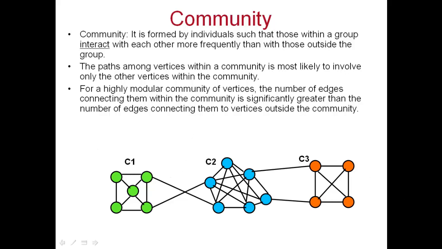So here I have a graph. It's a connected graph, so all vertices are reachable from each other. But you can see there are more edges among these vertices that are colored green, and there are more edges among vertices that are colored blue, and then more edges among these vertices that are colored, say, orange, or whatever color you want to call it. So we can say these three sets form three communities. This is one community, this is another community, and this is another community.